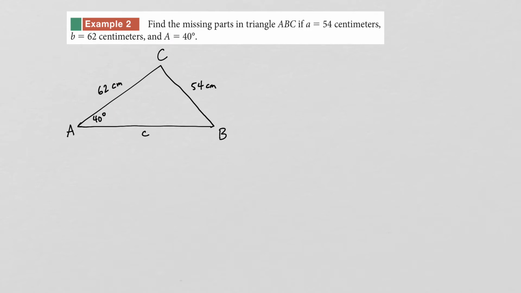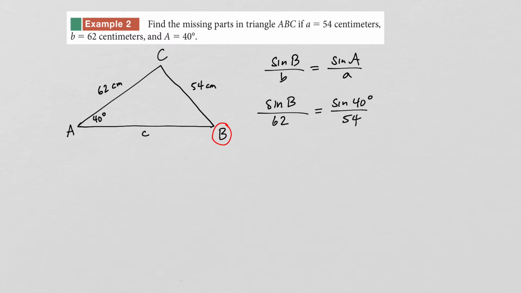Now to do this, we're first going to find angle B. And we can do this by saying the sine of B divided by side B is equal to the sine of A divided by side A. And if we plug in what we know, we get sine of B divided by 62 is equal to the sine of 40 degrees divided by 54. Now from there, we can multiply both sides by 62 to get sine of B equals 62 sine of 40 degrees divided by 54. And then we can find B by taking the inverse sine of both sides.